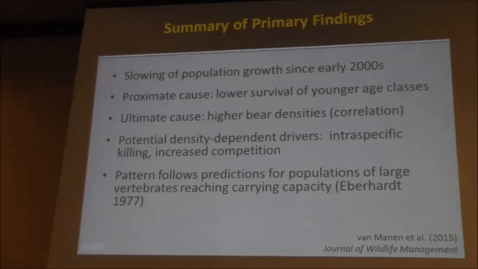What we point out in the paper, and what I think is an important point to remember, is that we're not just making this stuff up. These patterns follow established paradigms that people like Lee Eberhardt established a long time ago. As populations reach carrying capacity, you see a certain sequence of change in vital rates. The first one to change, as he indicated, is survival of younger age classes. That's exactly what we're seeing. The next one is you see a little bit of reproductive suppression. That's what we're seeing. The last thing to change would be adult female survival, probably. And indeed, we have not seen a change in adult female survival for three decades. It's been 0.95 all those years. So this fits very well with established paradigms in our field.